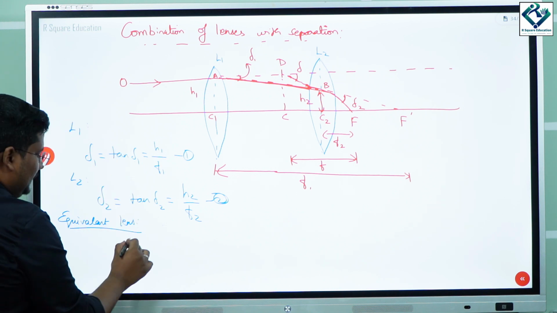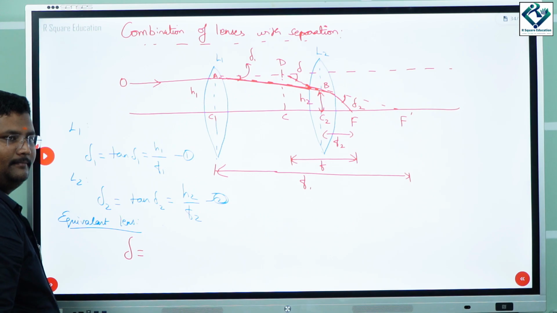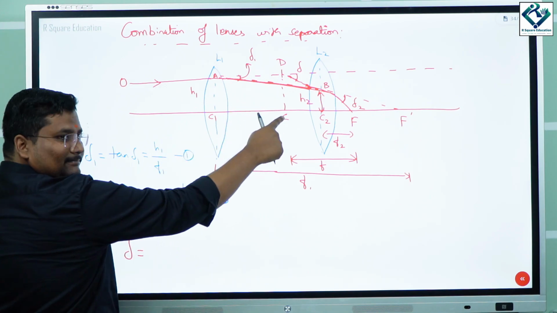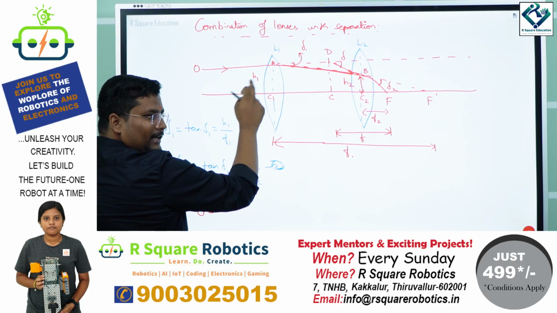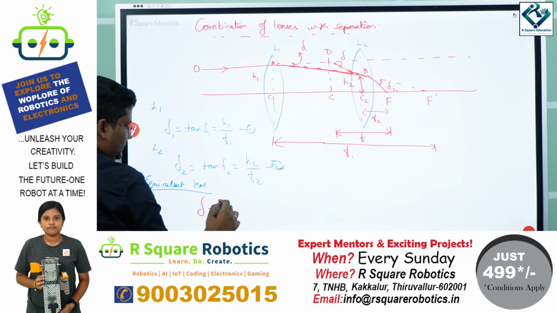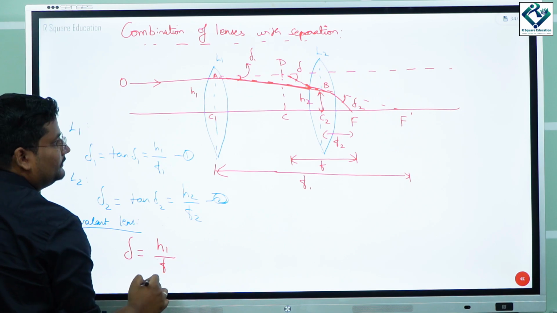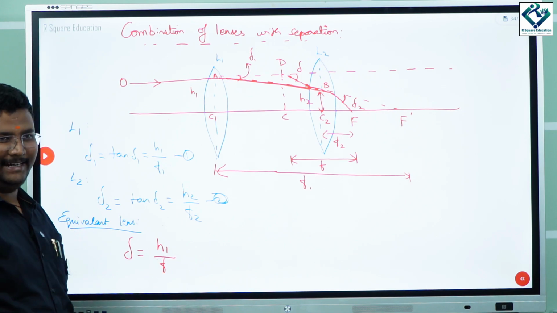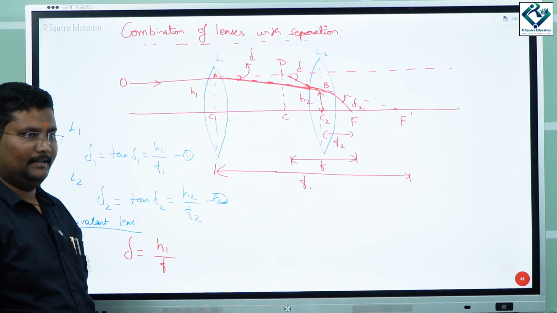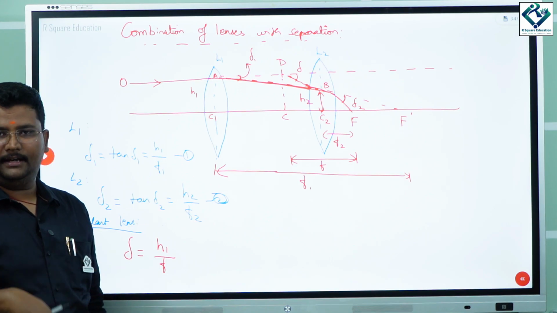then what will be delta? In the height which is going to be parallel to this, can we take H1? This one F. Correct? Because it is tan delta. Correct or not? Tan delta is nothing but opposite by adjacent.